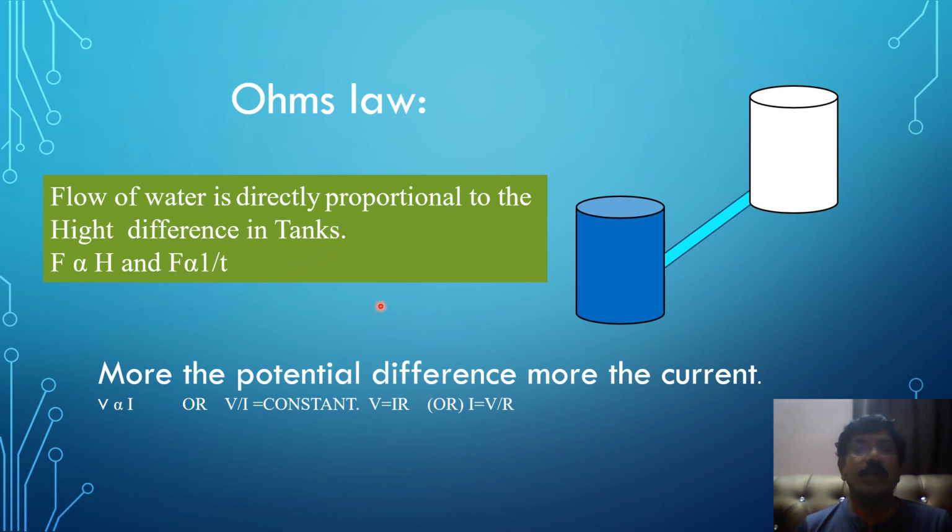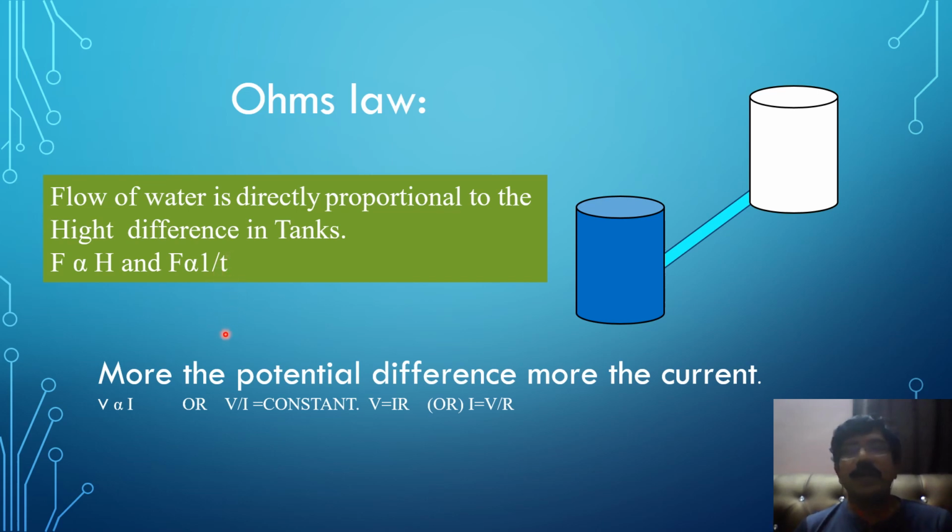Now in the same manner, see this one. If I connect the two tanks with the help of a thinner pipe, less water flows. So F is proportional to 1 by T, where T means the thickness of the pipe. The flow of water is directly proportional to the height difference. At the same time, the flow of water is inversely proportional to the thinness of the pipe.